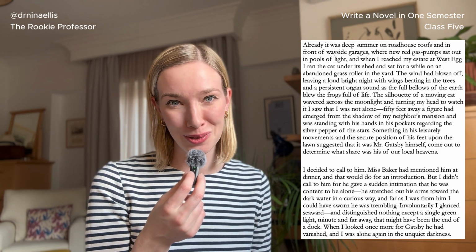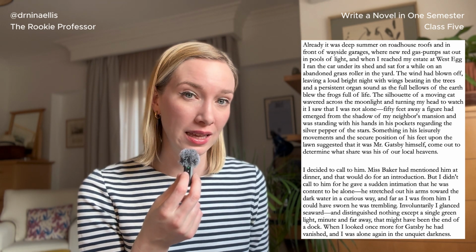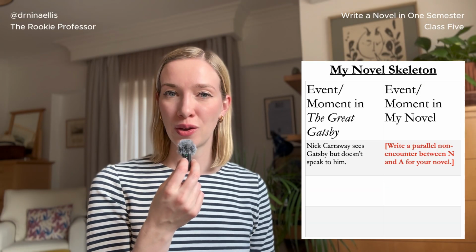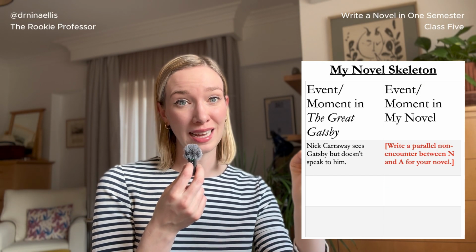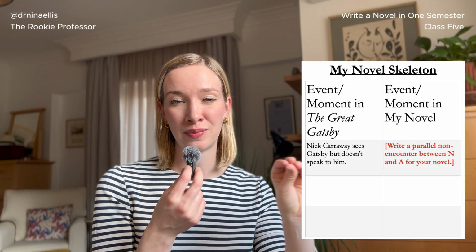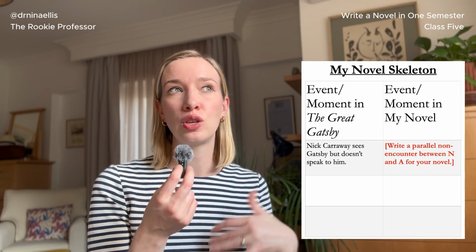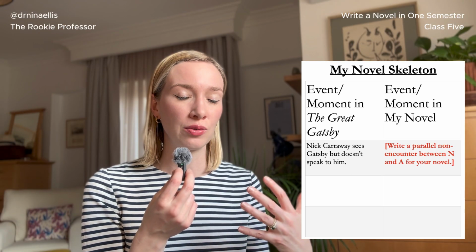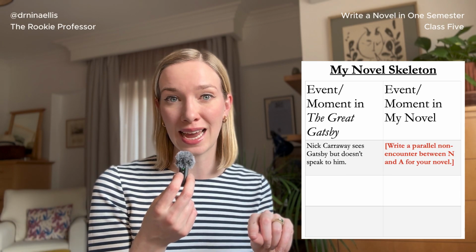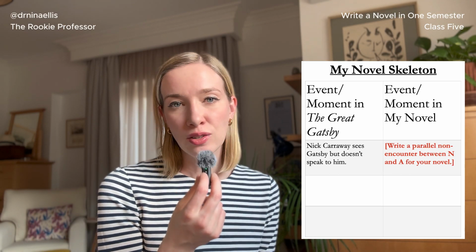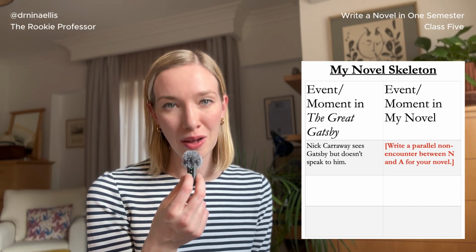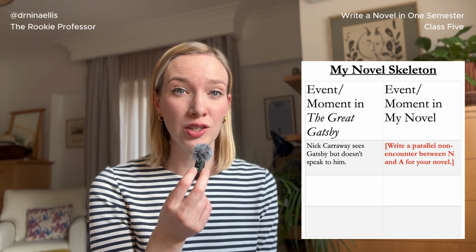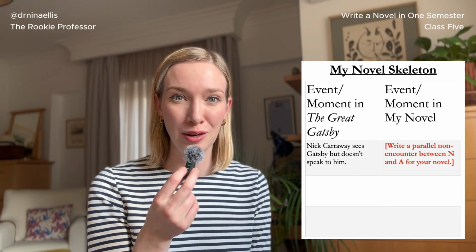And Nick Carraway goes on to watch him without saying anything or introducing himself. So in the Gatsby column of your story skeleton, you can write, Nick Carraway sees Gatsby but does not talk to him. And in your column, you can have a similar situation in which the narrator N sees the protagonist A but does not speak to them. And this could take all kinds of forms. They could see them from afar, they could see them at a party, they could see them on stage, whatever makes sense for your particular plotline.